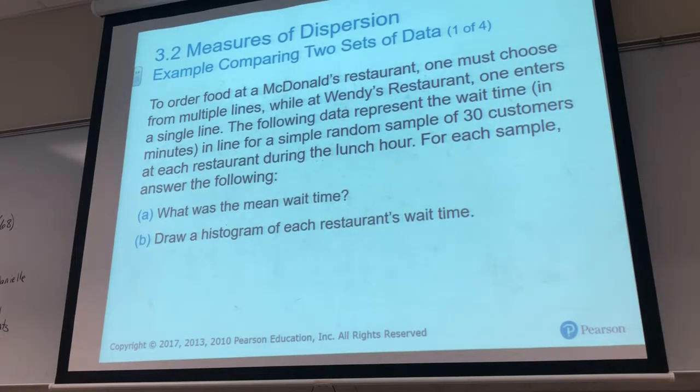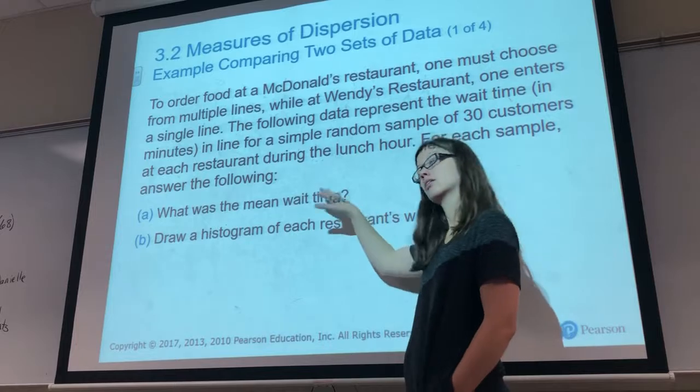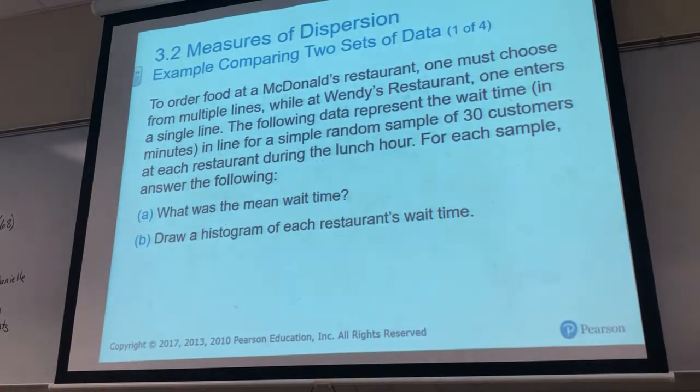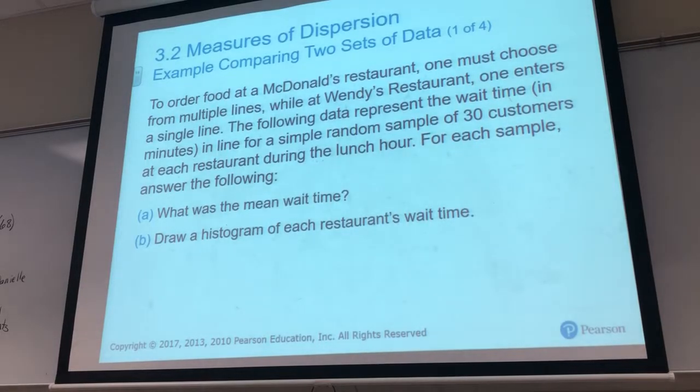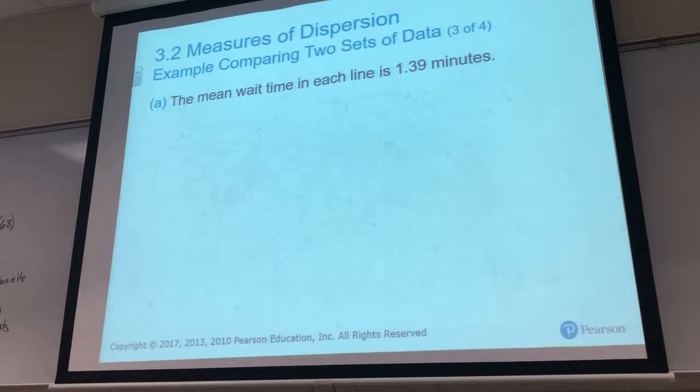This is just illustrating what it means to be spread out. For this one, we've got 30 customers for each restaurant. During the lunch hour, they took a random sample and they figured out how long each of them had to wait. They ask you what the mean wait time is, and then we do a histogram. The average wait time is the same for both of them, 1.39, calculated, so not that big a deal.